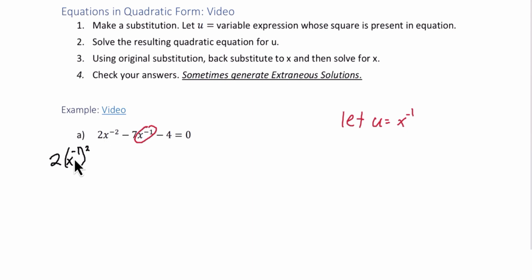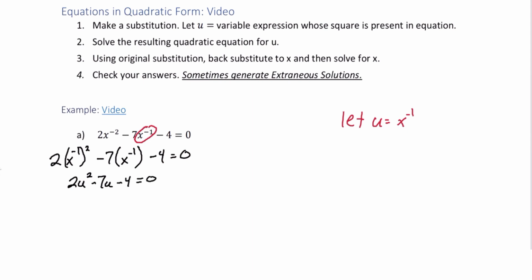The reason I do that is because I want to see the substitution, x to the negative 1, in that statement. Minus 7, I'm going to put parentheses around x to the negative 1 just to see the substitution a little better. Remember, u is x to the negative 1. So everywhere you see x to the negative 1, we're going to replace it with u. We now have 2u squared minus 7u minus 4 equals 0.